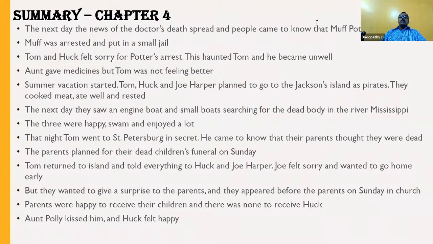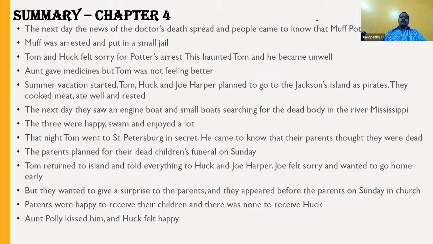So on Jobson's Island, they were very happy. They cooked food, they cooked meat, they cooked fish, they swam, they played, they enjoyed. They were very, very happy about their exciting life there. So they came to know that the steamboat and small boats were in search of the dead bodies of the three boys. That night, our Tom could not sleep.